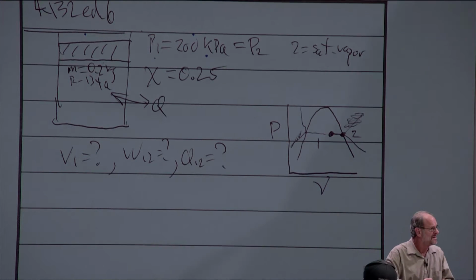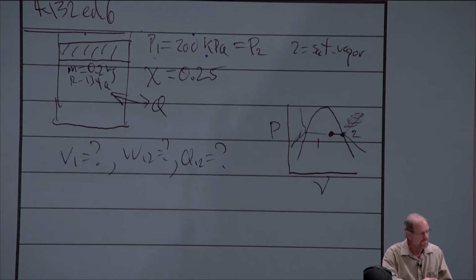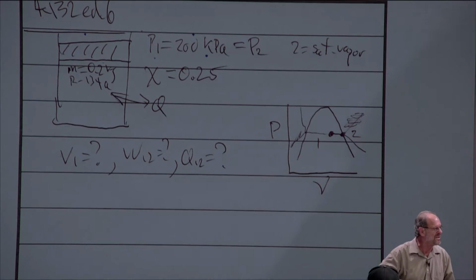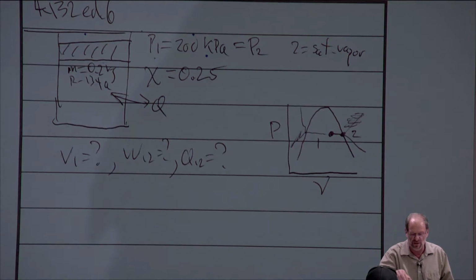Yes? 0.25 is considered a high quality as far as the volume ratio is concerned? And so far to the right? You know what? I didn't really say that properly. Yeah, 75% would be high quality, but that's the percentage of liquid. 25% is a relatively low quality.